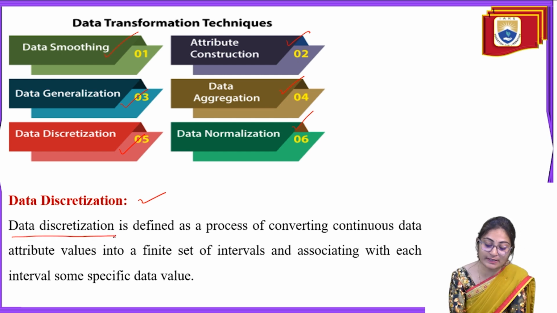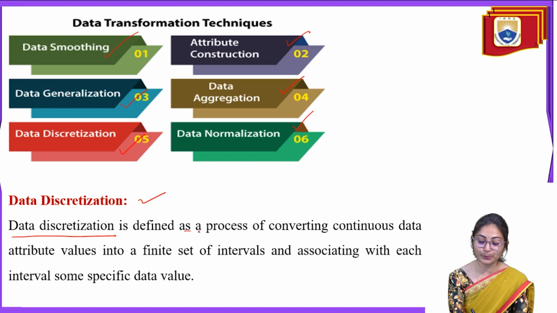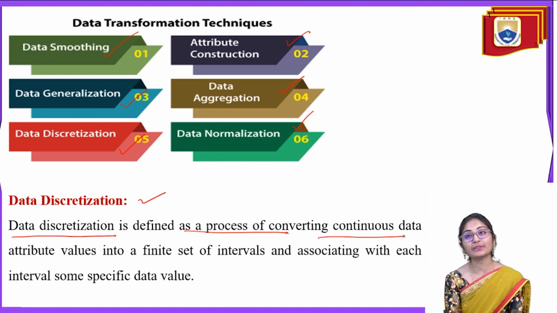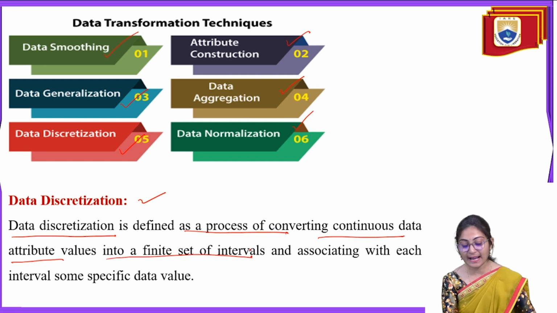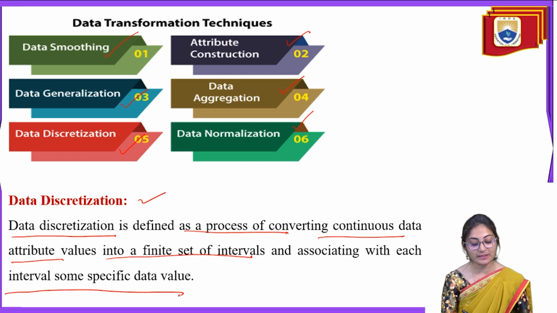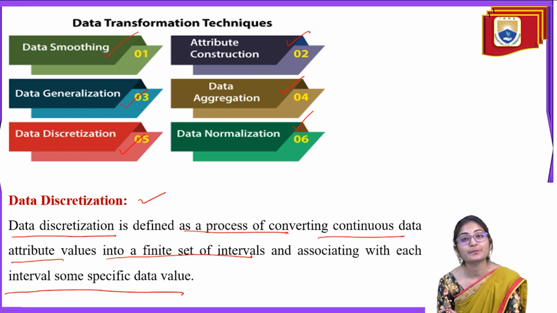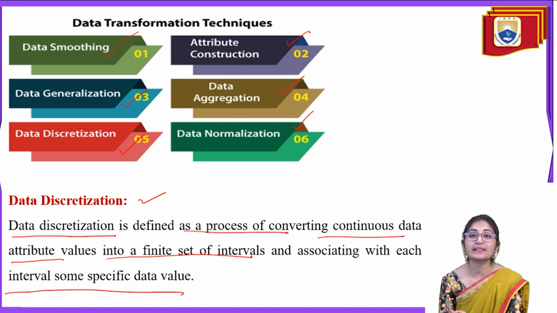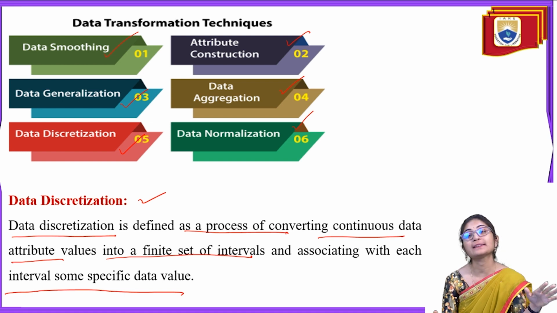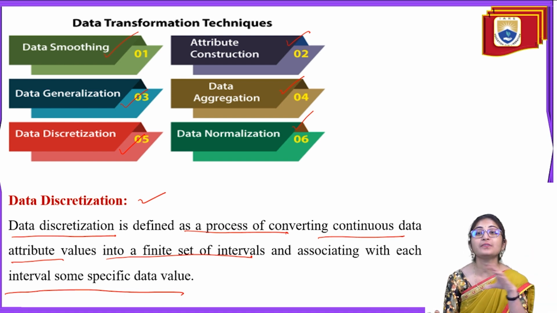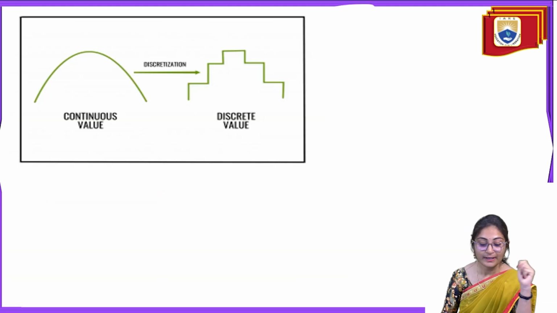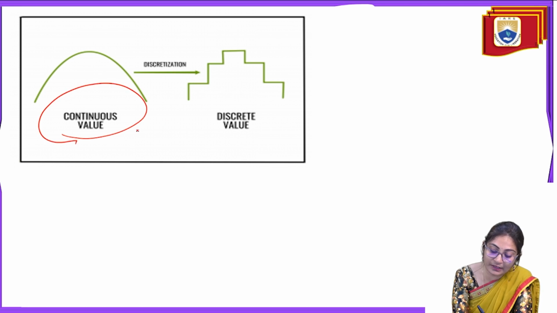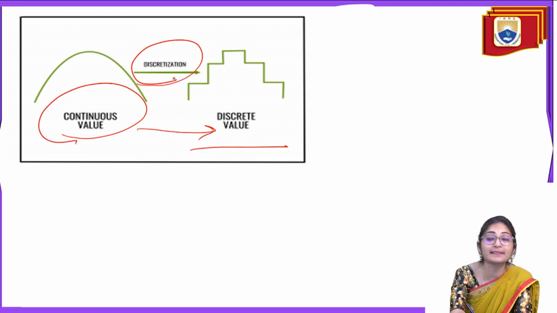Data discretization is defined as a process of converting continuous data attribute values into a finite set of intervals and associating with each interval some specific data value. Data discretization is the process of converting the continuous data attribute into a finite set of intervals, and those intervals are associated with a specific data value. Now this continuous data is converted into discrete values by using discretization.